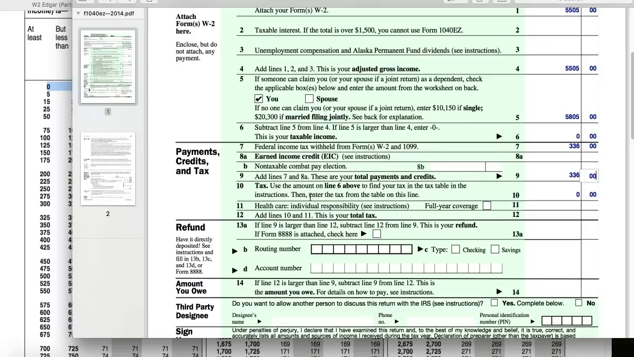Then on line 10, which is what I just did, so tax, you're going to use the amount on line 6 above to find your tax in the tax table and enter the amount. So again, I got that from the tax table, and I'm going to put a 0.